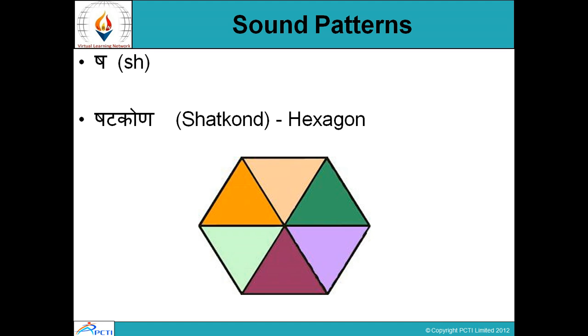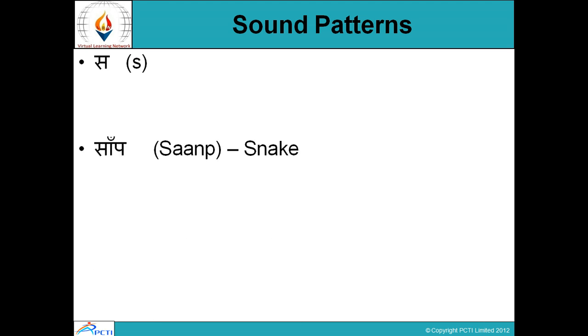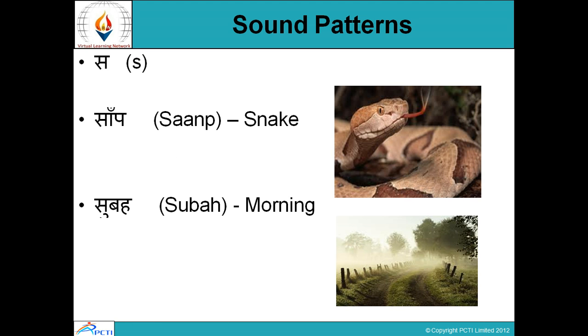This is also sh, shatkon. Shatkon is hexagon. The figure with 6 boundaries, 6 sides it has. So the figure with 6 equal sides, we call the figure as hexagon. Hexa is for 6. So 6 sides figure is called hexagon. In Hindi we call as shatkon.